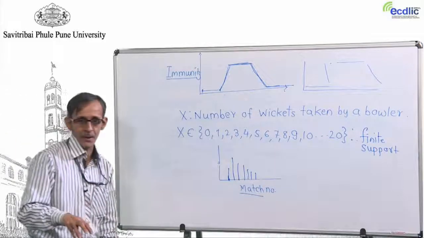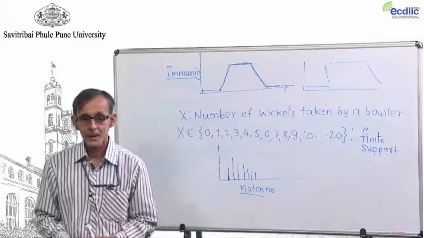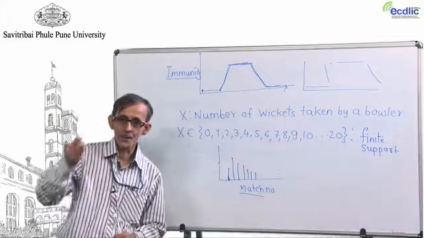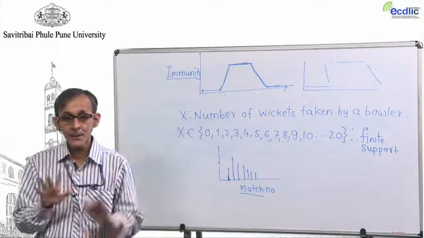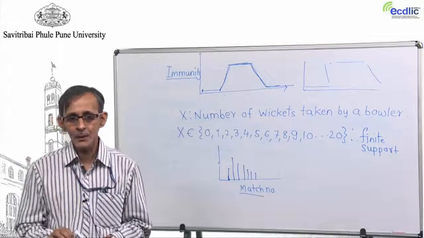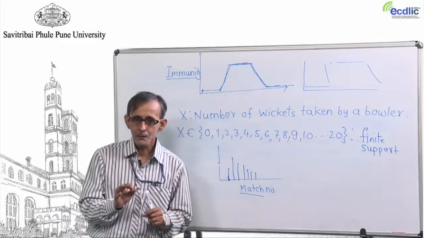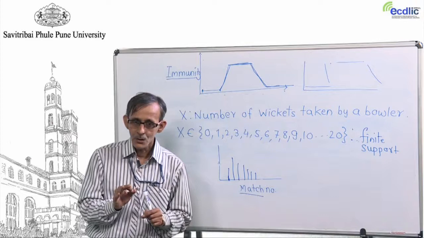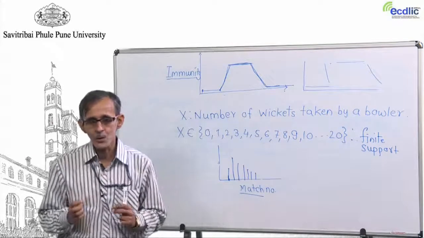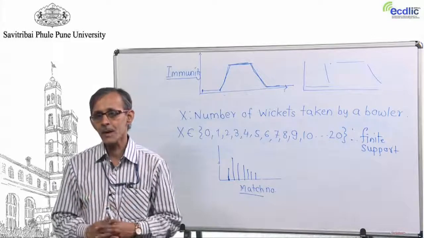What is interesting is the function which assigns some value to that age, namely immunity level, or maturity level, IQ level. This is my random variable because it changes from individual to individual. Even the same age group person has different IQ levels.